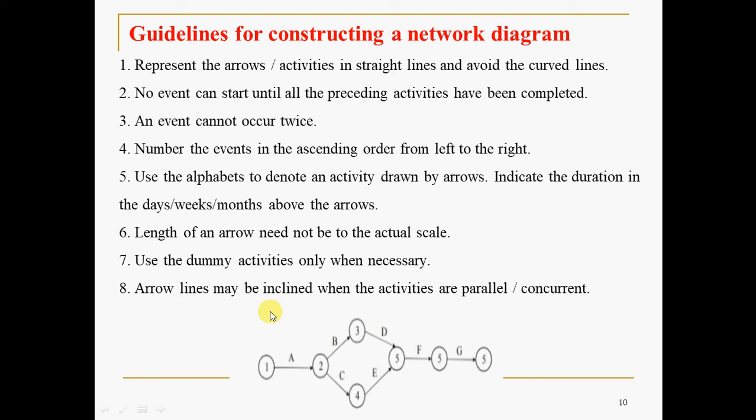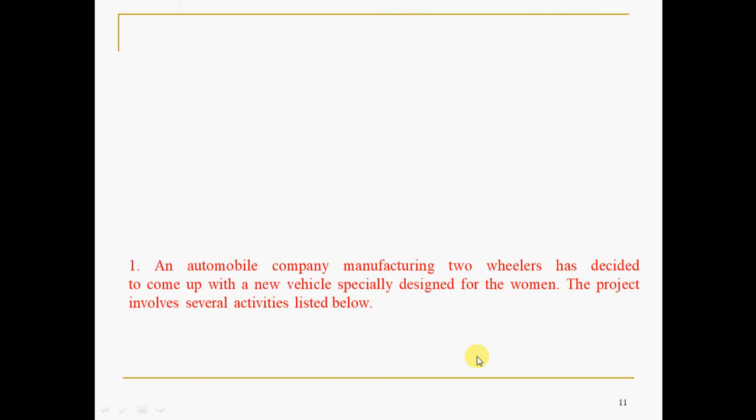So arrows, length, all these things we have discussed, and this is the activity time. Of course you can represent the time or duration also above the activity, that is A, B, C, or inside the bracket also you can represent it. So let us take two simple examples of constructing a network.